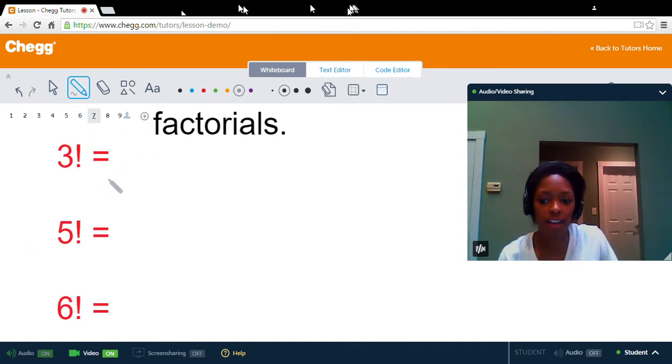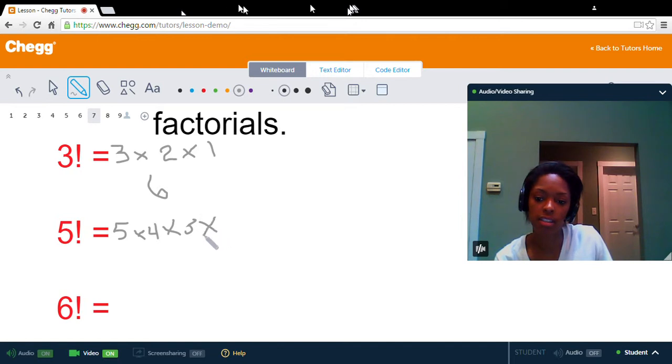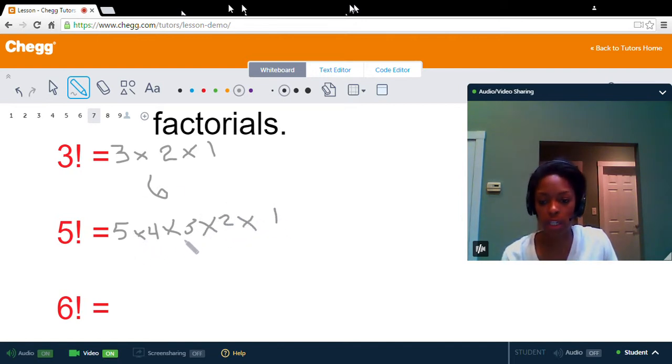Alright, and now we have factorials, which we've been doing, but we're going to go ahead and do these. So 3 times 2 times 1. 3 times 2 is 6. 6 times 1 is 6. Then you're going to do 5 times 4 times 3 times 2 times 1. 5 times 4 is 20. 20 times 3 is 60. 60 times 2 is 120.